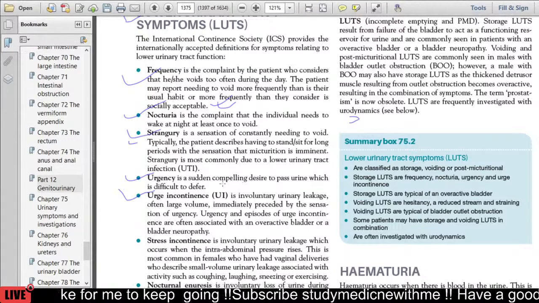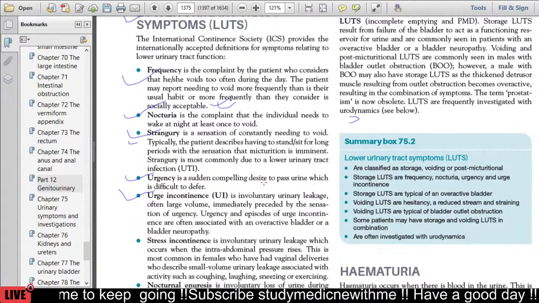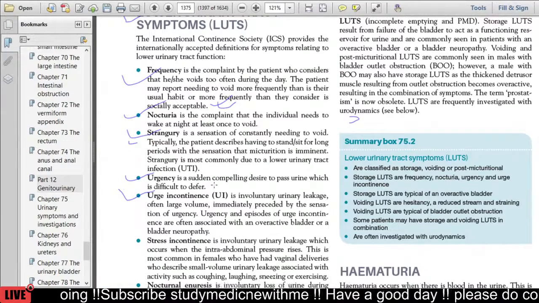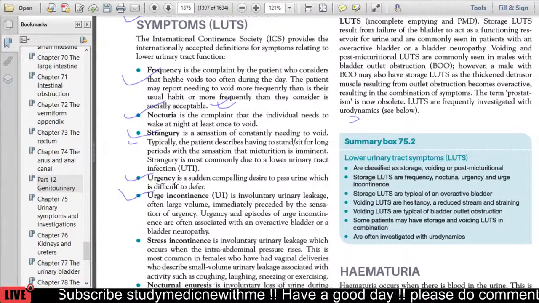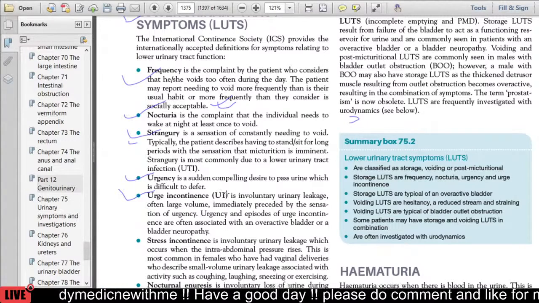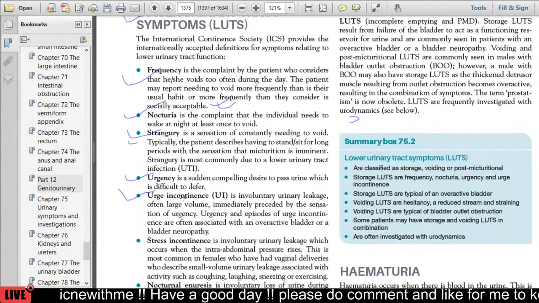Urgency is a sudden compelling desire to urinate, and urge incontinence is leaking of urine from the bladder after the urgency. In simple language, leaking of urine after the urgency is urge incontinence.